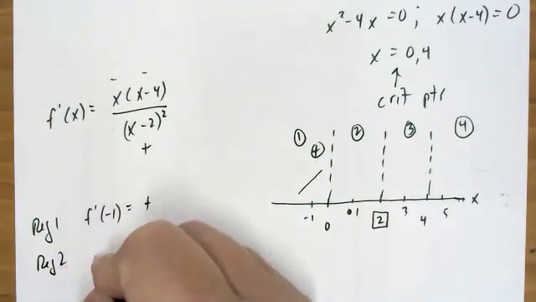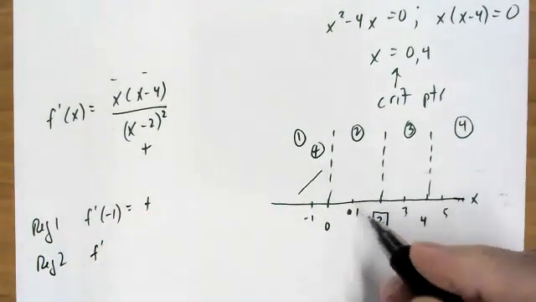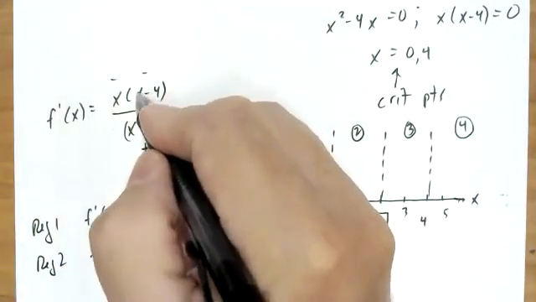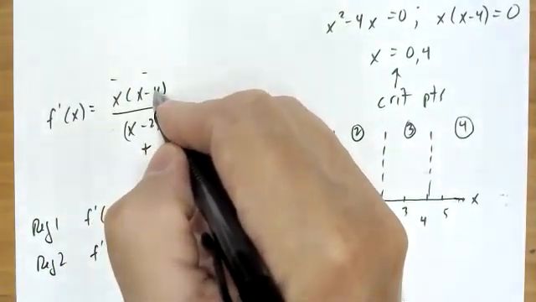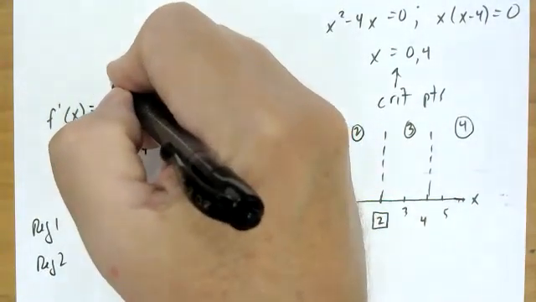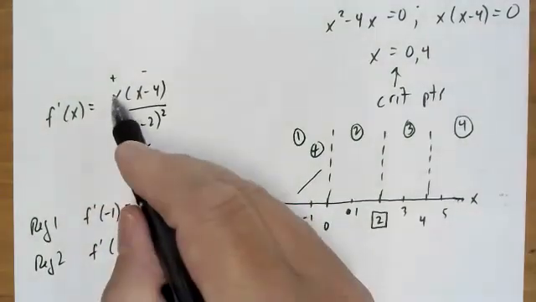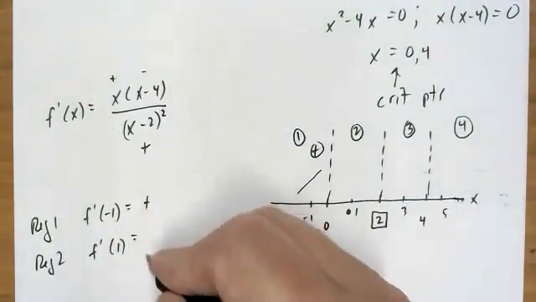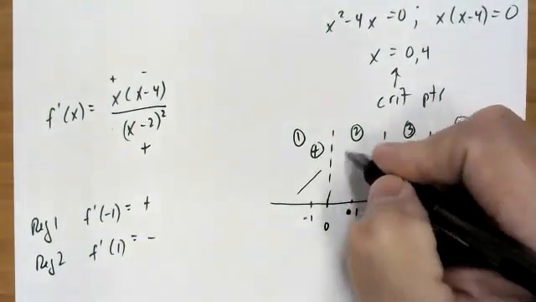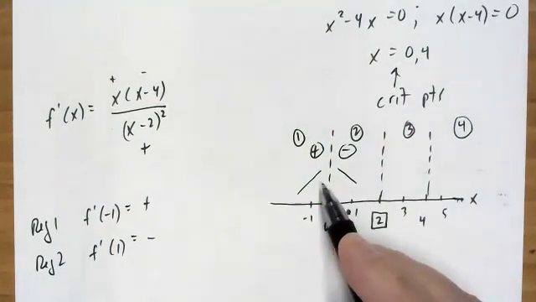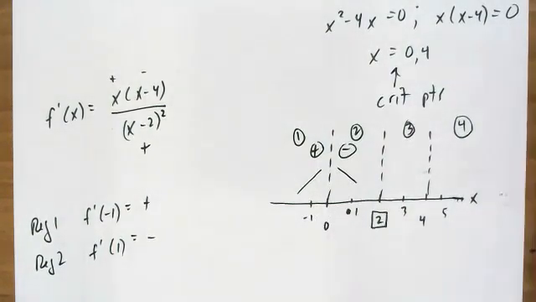Region 2, now I'm looking at a test point of 1. When I stick 1 in here, 1 minus 3 is -3, so the parentheses is negative, but now this x is positive, so positive times a negative is negative. Region 2 is actually a negative region. Since this is a critical point, it looks like I'm going to have a maximum when x equals 0.